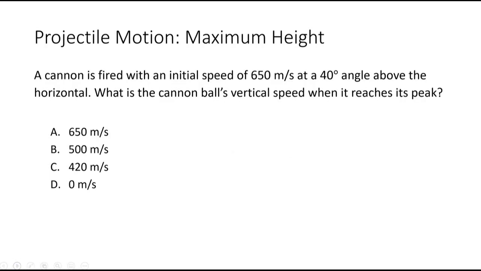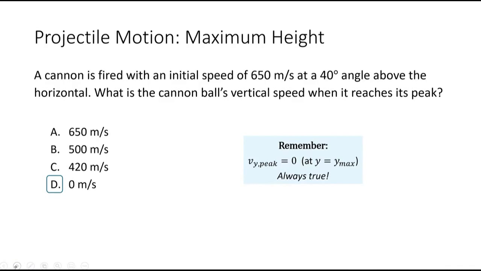Okay, next question. It's the same setup, and we want to know what is the cannonball's vertical speed when it reaches its peak. Okay, so for this one, we just have to remember that the vertical speed of any trajectory at its peak is 0. And so then we should pick answer D here.